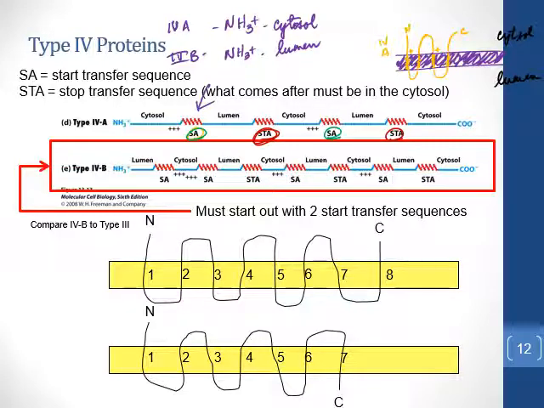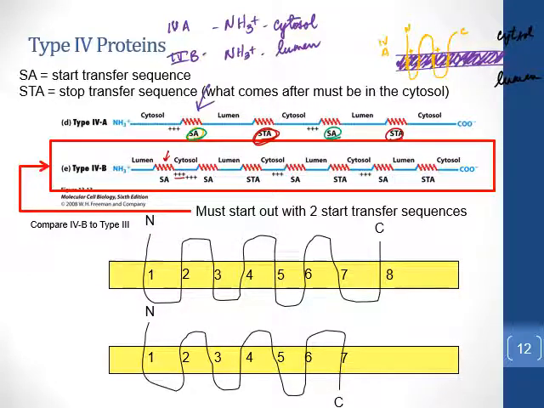Now it gets confusing here at the beginning because unfortunately the way this textbook does this is it calls this first transmembrane domain a start transfer sequence. It calls it a start transfer sequence because it's flanked by these positive charges. The positive charges tell it how to get oriented into the membrane. So this is going to be starting out like a type 3 transmembrane protein. But these positive charges are going to put this transmembrane domain in the membrane with what comes after it out in the cytosol.